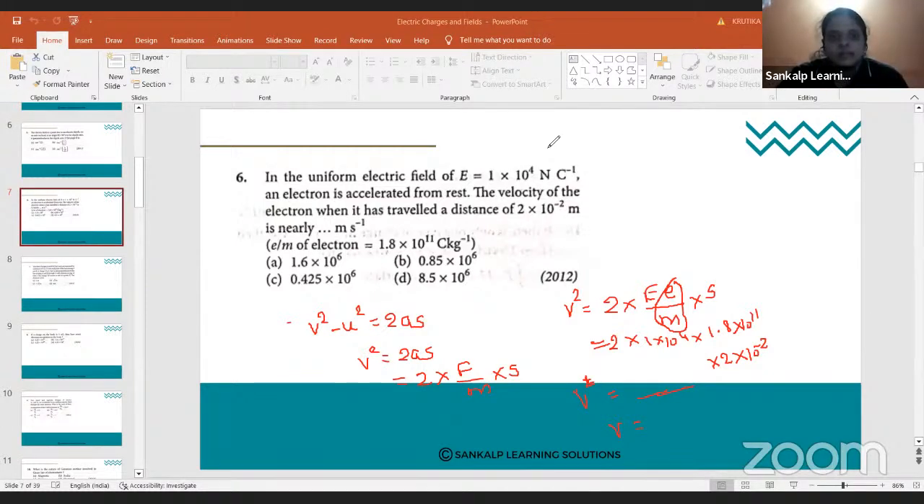Yes. Option D is right. That is 8.5 into 10 to the power 6.